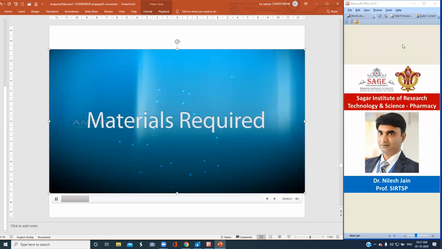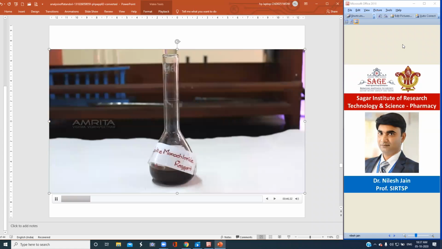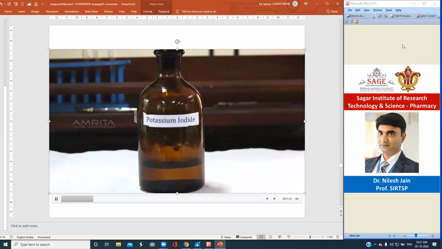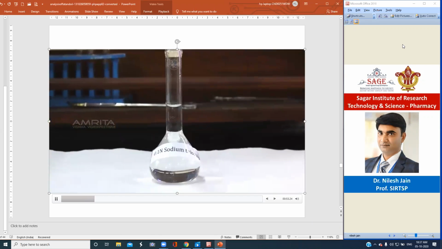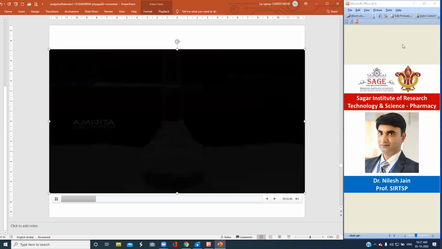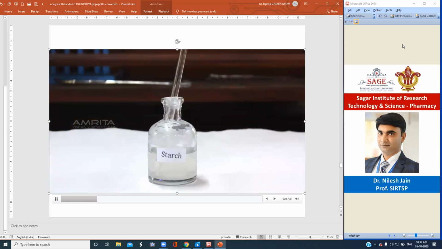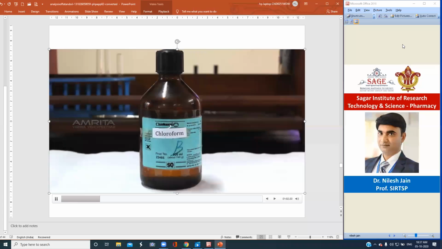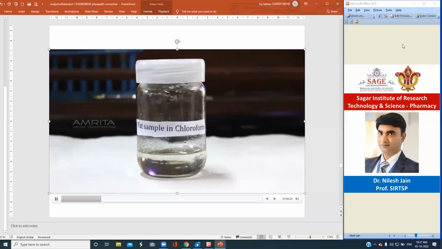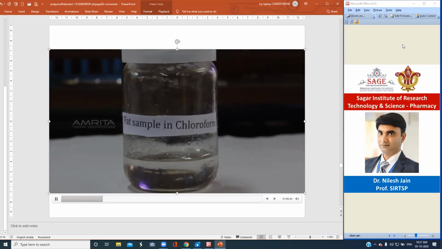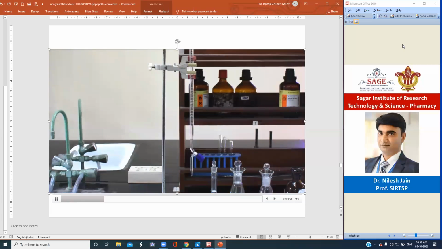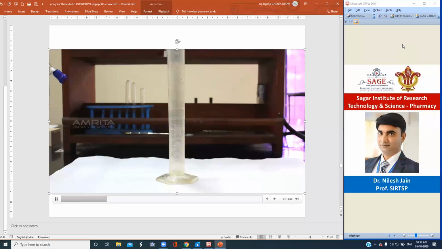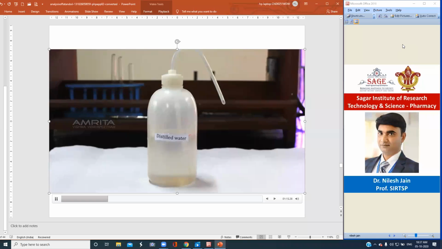Materials required: iodine monochloride reagent, potassium iodide, 0.1 normal sodium thiosulfate, starch indicator solution, iodination flask, chloroform, fat sample in chloroform, burette and burette stand, glass pipette, measuring cylinder, and distilled water.